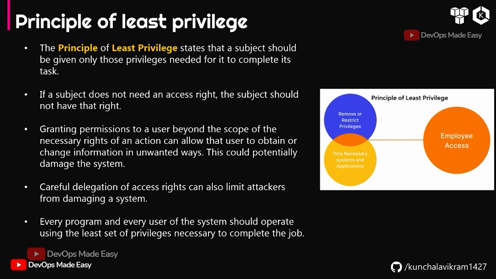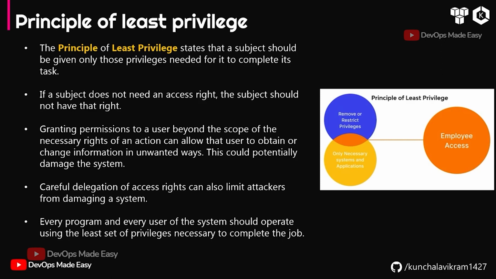So this principle of least privilege states that a subject should be given only those privileges needed for it to complete its task. Here you can take the subject as a user. So if a user has to create S3 bucket or have full access to the S3 buckets in AWS, I should only give him the permissions to access or modify those S3 buckets and nothing more than that, because that is the only permission needed for him to complete his task. If a subject doesn't need any access, then that access should not be given to that subject. In our case, it is a user.